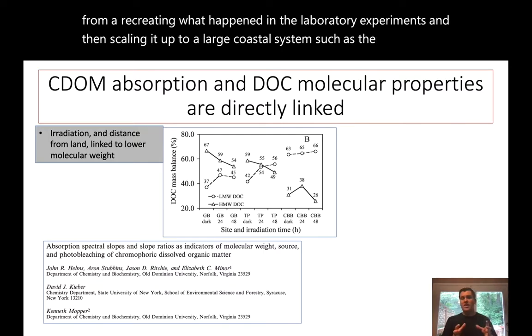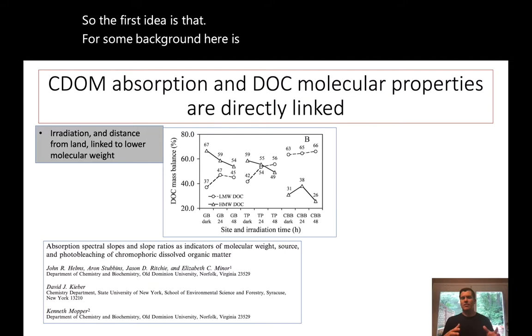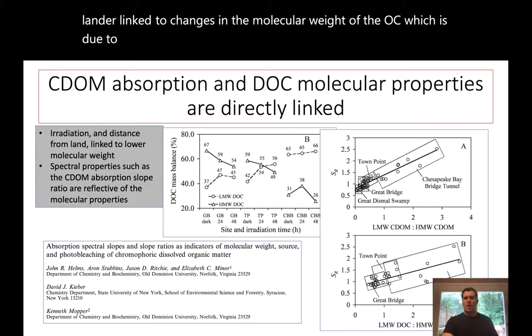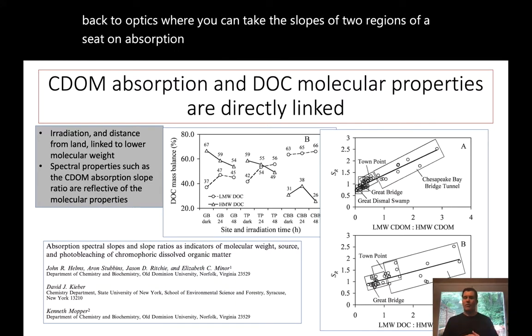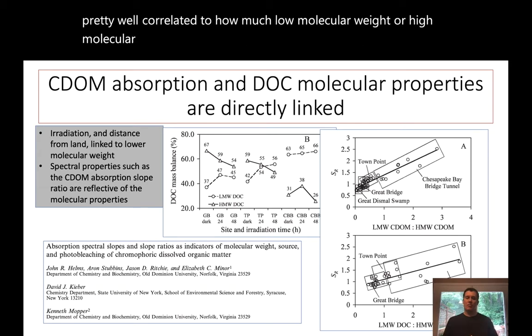So the first idea, for some background here, is that irradiation and distance from land are linked to changes in the molecular weight of DOC, which is due to photochemical degradation. And these can also be linked back to optics, where you can take the slopes of two regions of a CDOM absorption spectra and take the ratio of those, and those pretty well correlate to how much low molecular weight or high molecular weight DOM is in these systems.